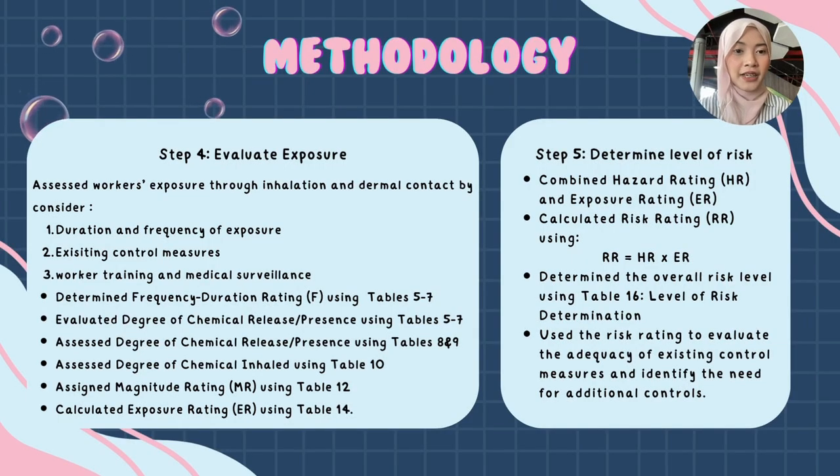For step 5, determine the level of risk. Combine hazard rating HR and exposure rating ER by calculating the risk rating RR, using RR equals HR times ER. Determine the overall risk level using Table 16, which is the level of risk determination, and also use the risk rating to evaluate the adequacy of existing control measures and identify the need for additional control.